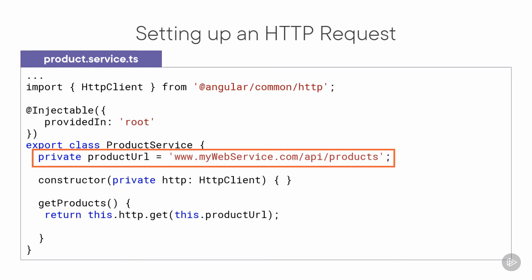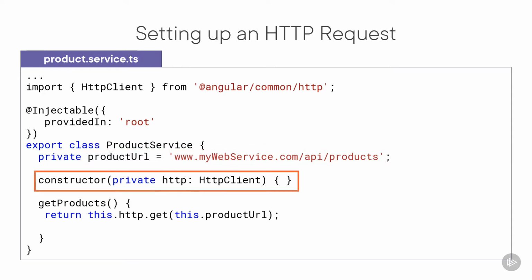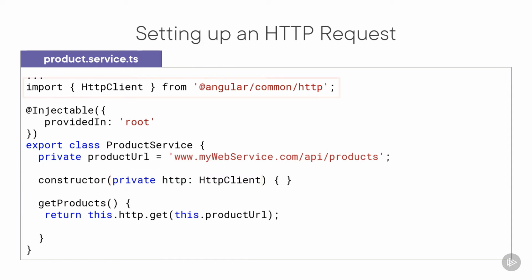This defines where we send our HTTP requests. Note that this URL is shown for illustration purposes only and is not a real URL. Next, we add a constructor. Recall from the last course module that we use a constructor to inject dependencies. In this case, we need Angular's HTTP service, so we inject it here. And since we are strongly typing this variable to HttpClient, we import HttpClient here.